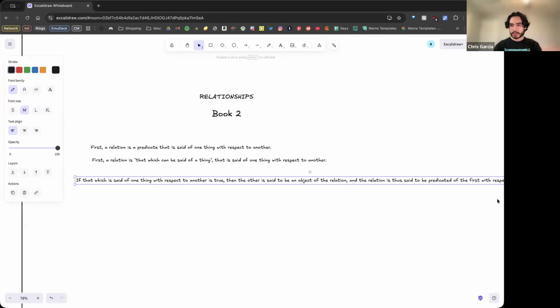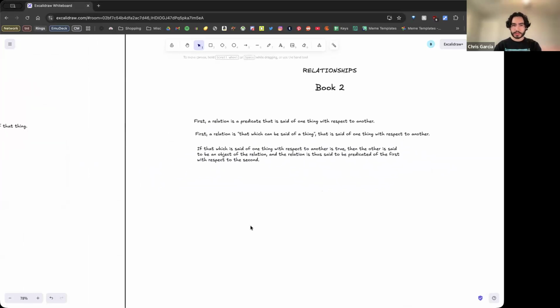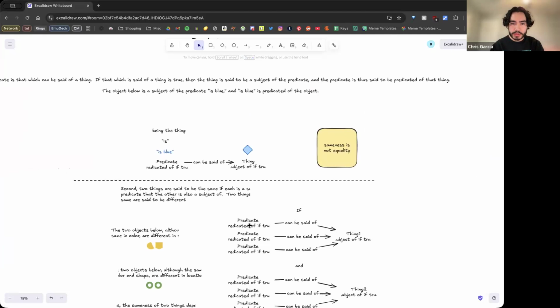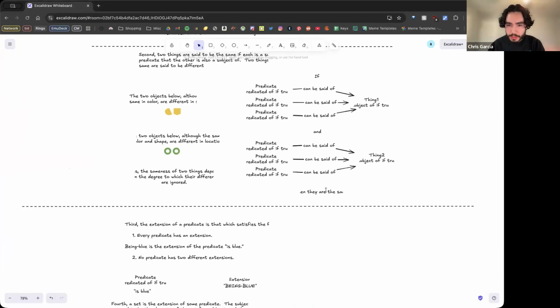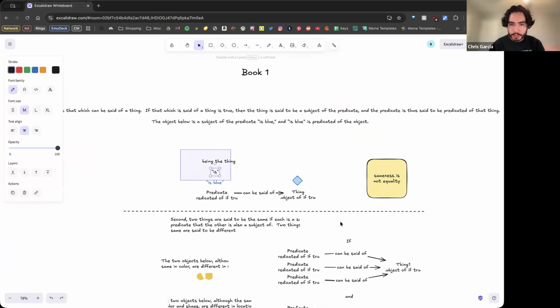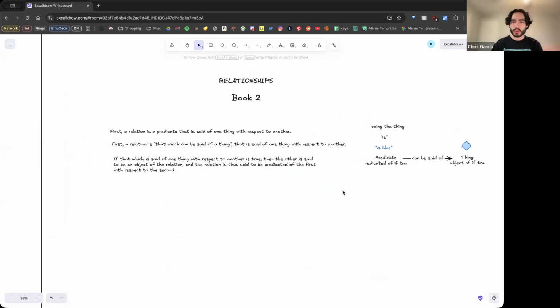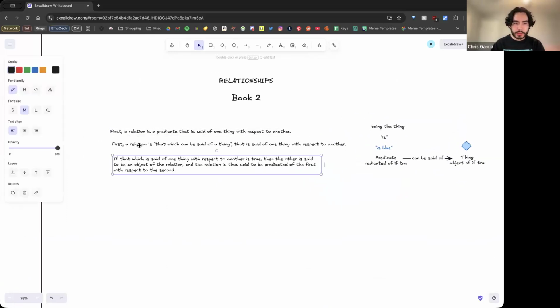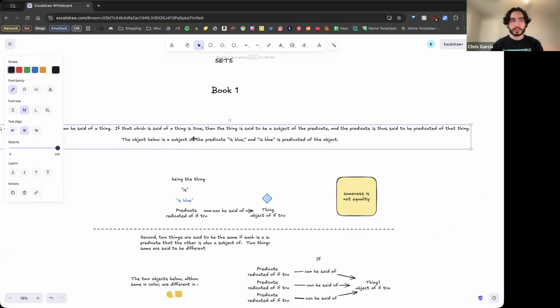Put that in here. Okay, so this is another one of those repeating patterns, which I thought I had old notes for, but I'll have to remake them. So I'm going to bring this back over from our original definition of a predicate. This book really nicely parallels what happens in book one, where we define what a relation is. I'll put this in blue. So first, a relation is a predicate that is said of one thing with respect to another. And then over for predicate, a predicate is that which can be said of a thing. And then we have a qualification placed on that.